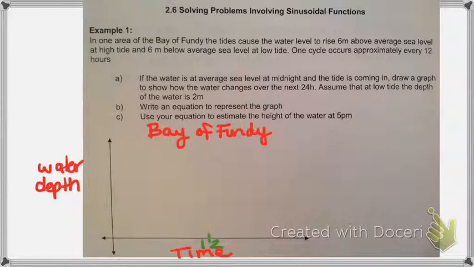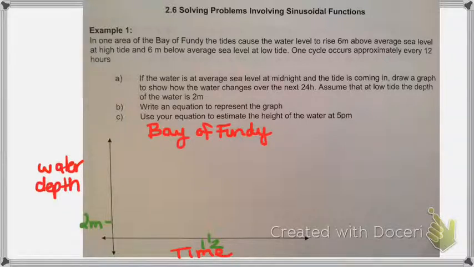It also tells us in the question that at low tide, the depth of the water is 2 meters. So low tide, meaning the least shallow that the water will ever be, is 2 meters. So we're going to show that along the y-axis. Let's put a green line there, and let's put that as 2 meters.